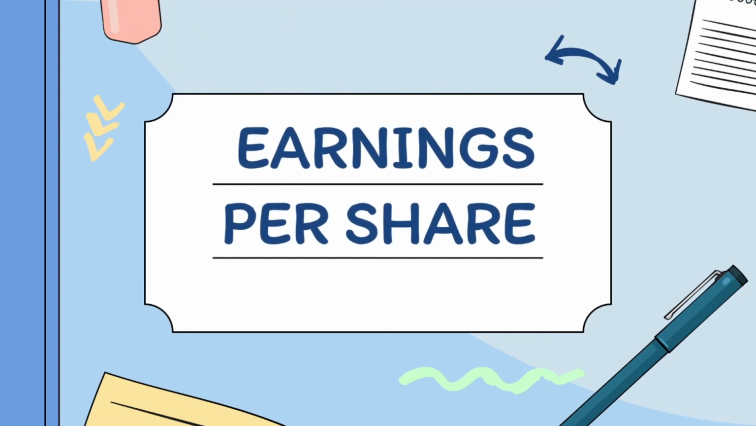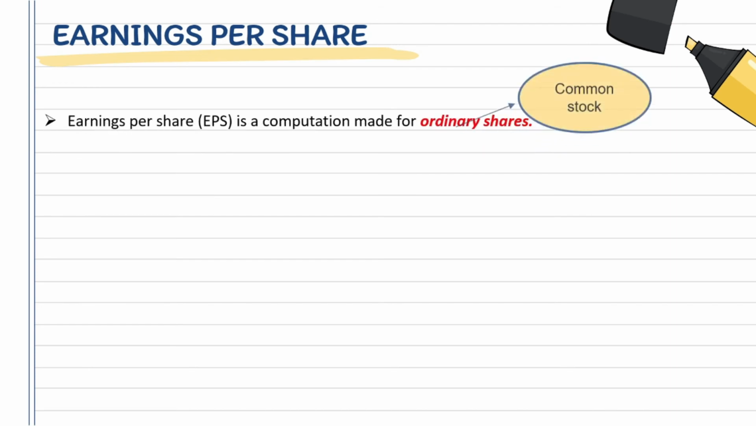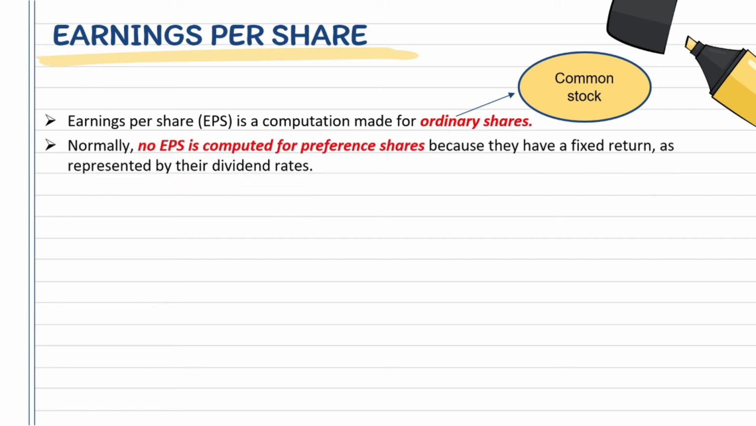For the next topic, we are going to discuss earnings per share. This topic is governed by PAS 33. Earnings per share, EPS, we compute it only for ordinary shares, or common stock in other terms. So why just ordinary shares? Because only ordinary shares have what we call a variable return on investment.